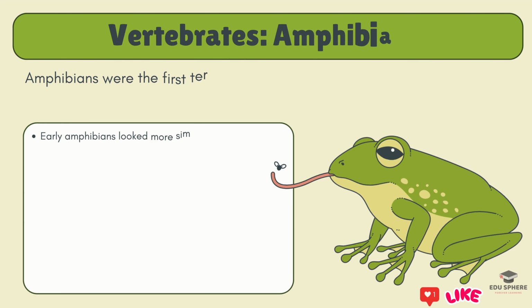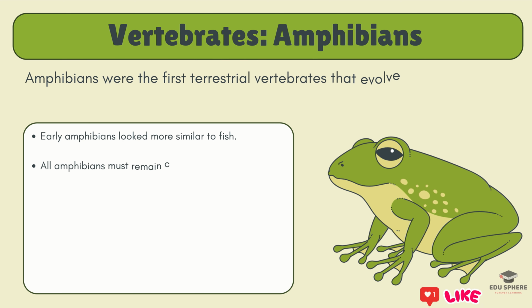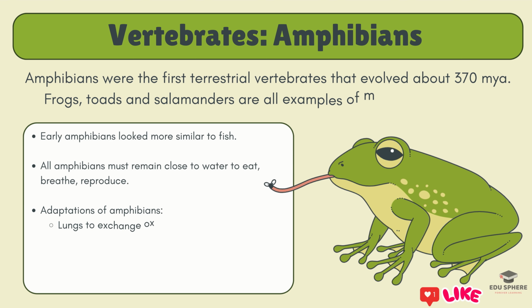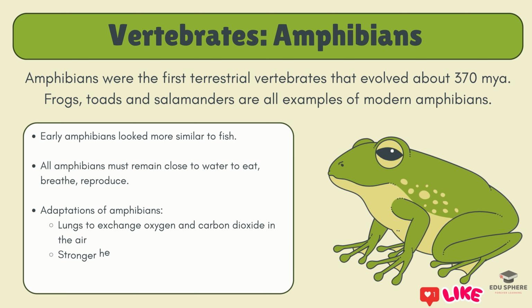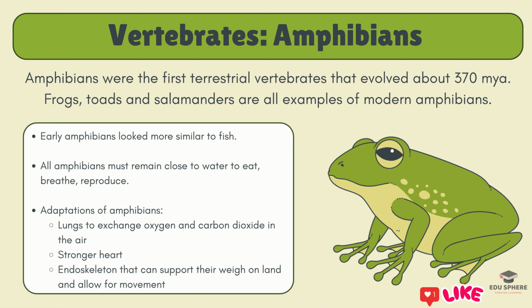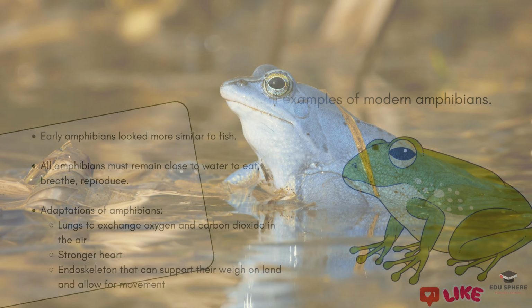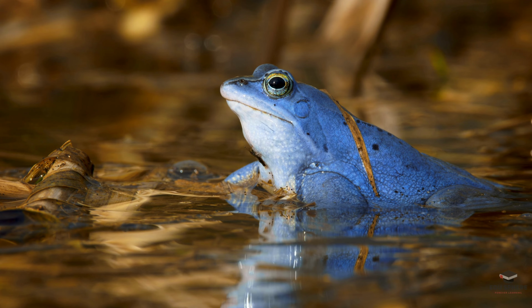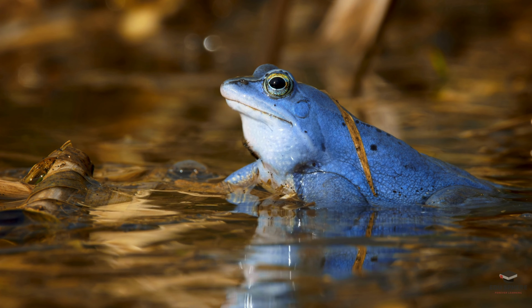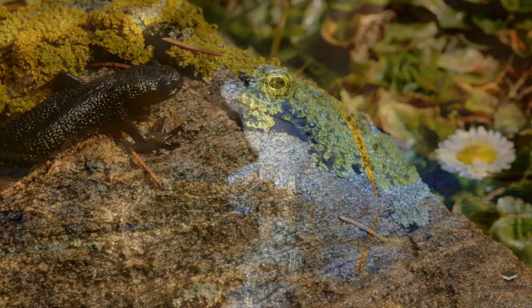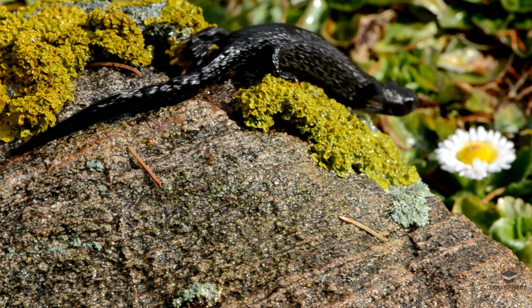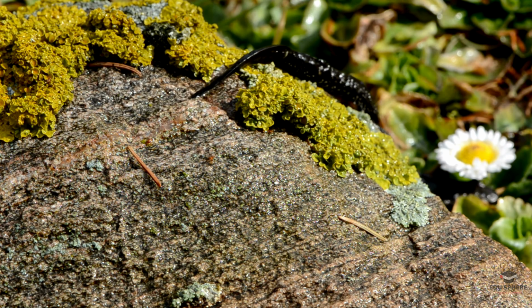Amphibians, which first appeared approximately 370 million years ago, were the pioneers among vertebrates in transitioning from water to land. Despite their ability to live on land, they still rely on water for crucial functions such as feeding, breathing, and reproduction. Their adaptations for terrestrial life include the development of lungs, a more robust heart, and a supportive internal skeleton. Modern amphibians, such as frogs, toads, and salamanders, exemplify these remarkable evolutionary advancements.